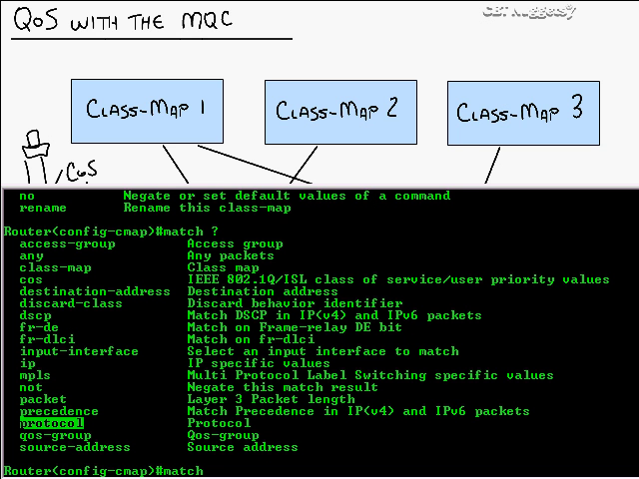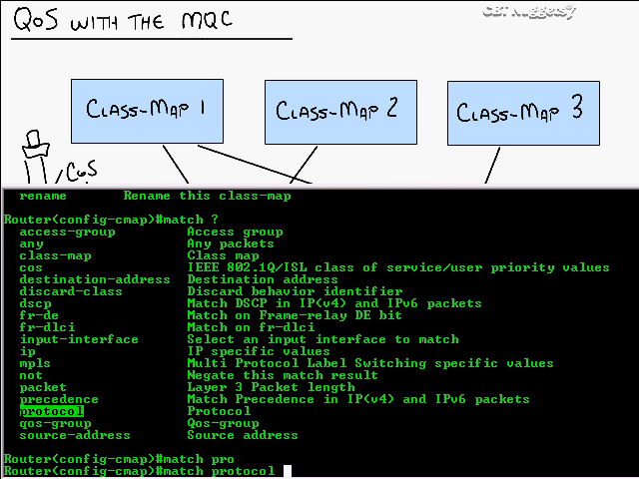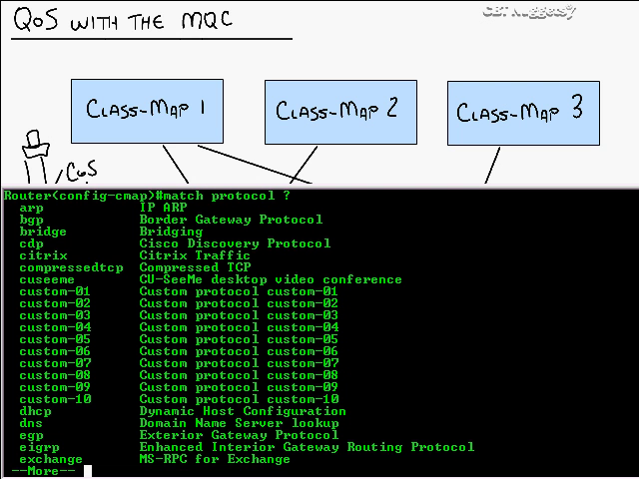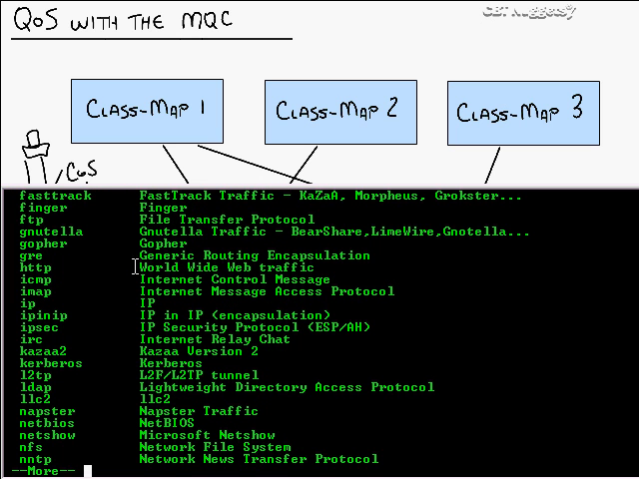Now, it might not sound like much. Let me do a match protocol question mark. And we see in here kind of a list of protocols that we've come to know and love. Our IP ARP, BGP, bridging protocols, Cisco Discovery Protocol. Let me scroll down a little bit more. FastTrack traffic. What's this? Kazaa, Morpheus, Grokster. These are peer-to-peer file sharing applications. Look at this, Gnutella traffic, BearShare, LimeWire, Gnotella. That's another group of file share or peer-to-peer applications for sharing files.